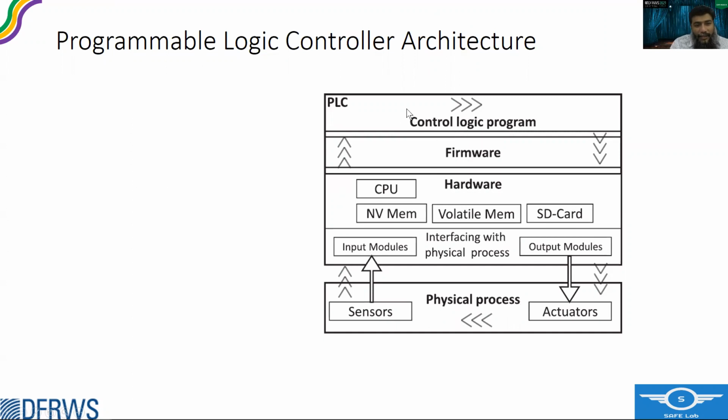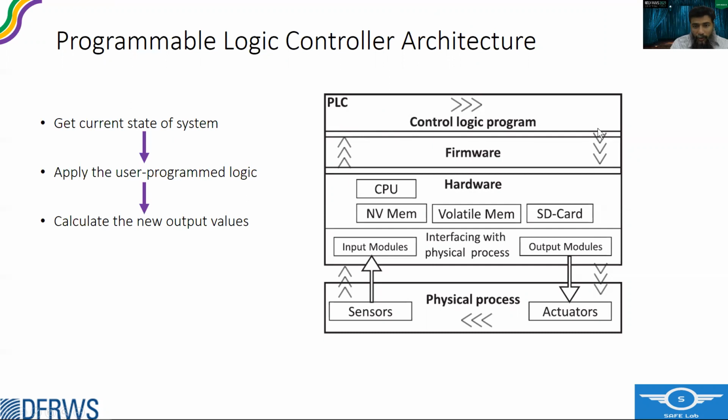And PLC executes a continuous loop, in which it gets the current state of the system through the sensors, and then applies some control logic over that state and calculates new output values that are applied to the actuators, where they tend to steer the physical process to a new state, and then we get the new state of the system and the loop continues.